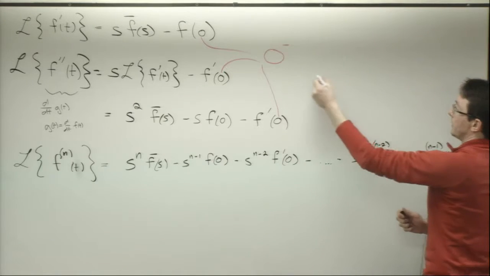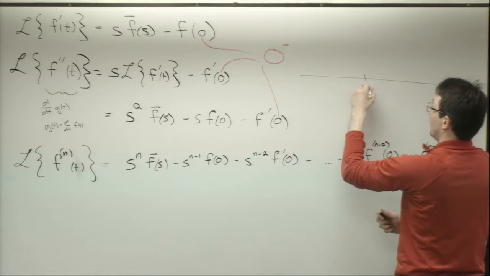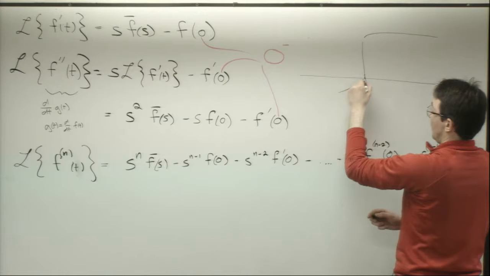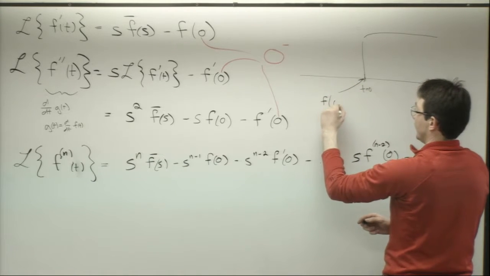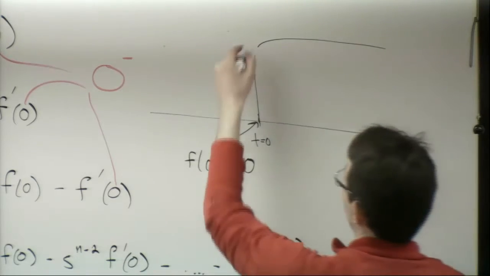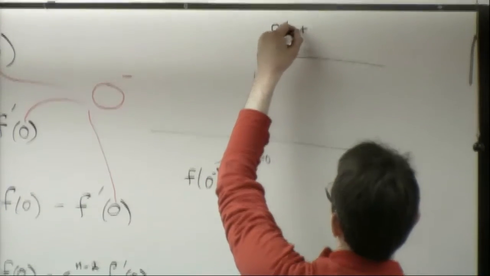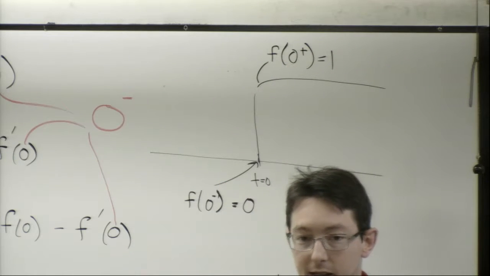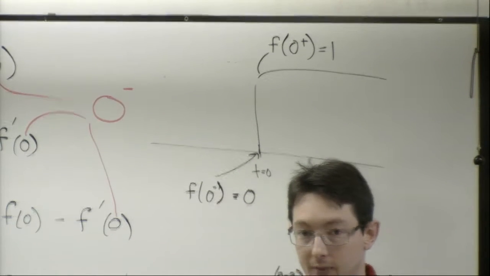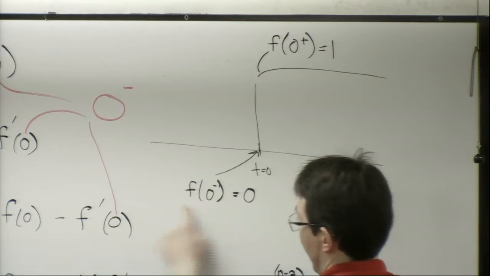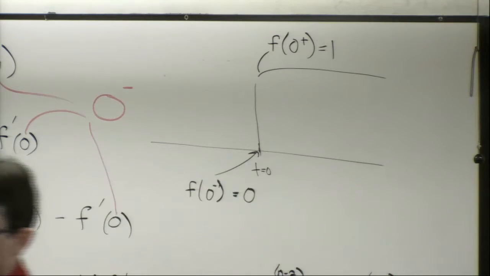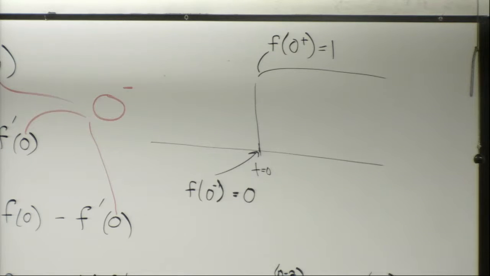So if I had something like a step response at time 0, then my value of f at 0 minus is equal to 0, and my value of f at 0 plus is equal to 1, because this thing essentially jumps. Epsilon to the right of 0, it's 1. Epsilon to the left of 0, it's 0. And we want to be using this f of 0 minus value for all of these derivatives that we're evaluating.